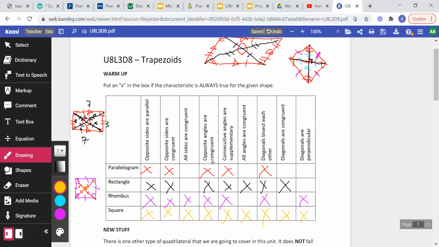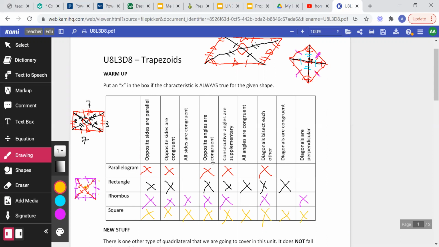So in all these 9 characteristics, parallelogram takes 5, rectangles take 7, rhombus also takes 7, and square takes all. So a parallelogram has opposite sides that are parallel and congruent. Opposite angles are congruent, consecutive angles are supplementary, and diagonals bisect each other.